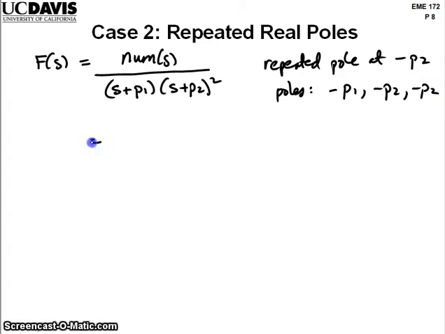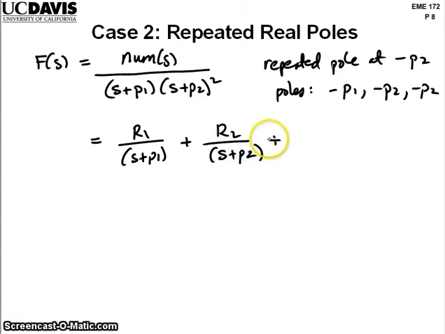In this case, we write it out like this: R1 over s plus p1. This is a simple pole, so I use the same trick as before. Now I get 2 terms for the repeated pole: R2 over s plus p2 plus R3 over s plus p2 squared. Then I can solve for R1 in the usual way. Then how do I find R2 and R3?